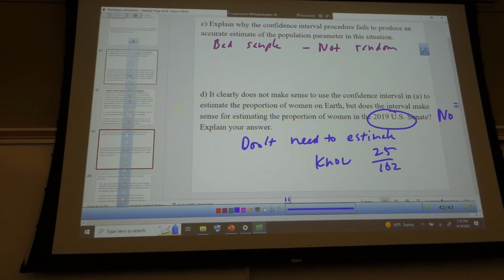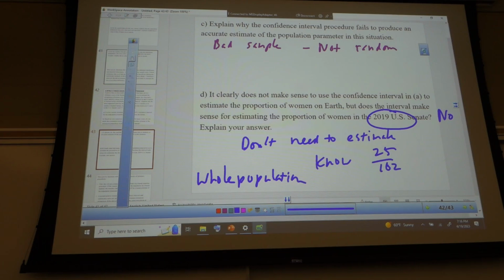What if your goal was to estimate? Then you take a sample of senators, not all of them, and you can use that to estimate. Oh, okay. This is the whole population. How do you do that? You would write down all 102 names, and you'd randomly pick a bunch of them.